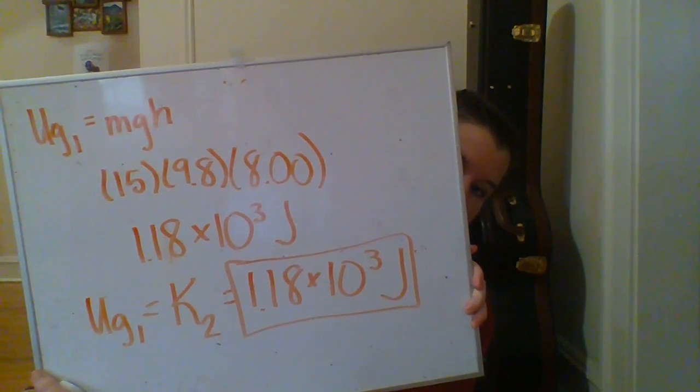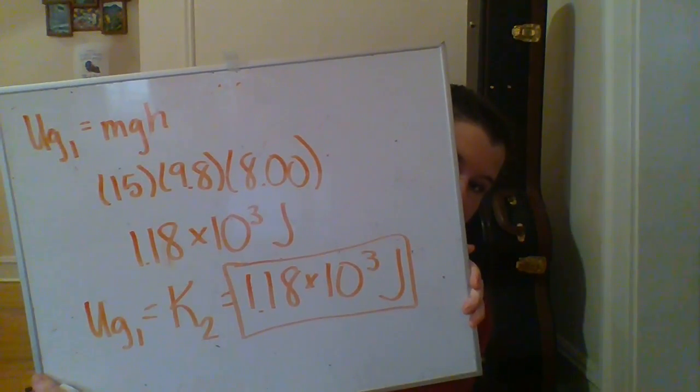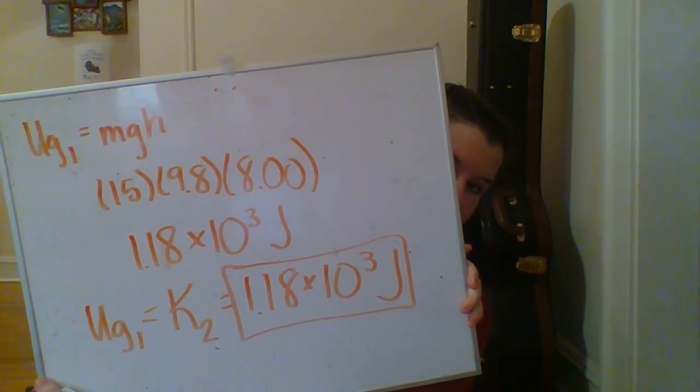Okay, and now that we know K2 and the mass, we're going to be able to find the velocity because of our kinetic energy formula, which is K equals 1/2 mass times velocity squared. Okay, you just have to switch up the formula a little bit.